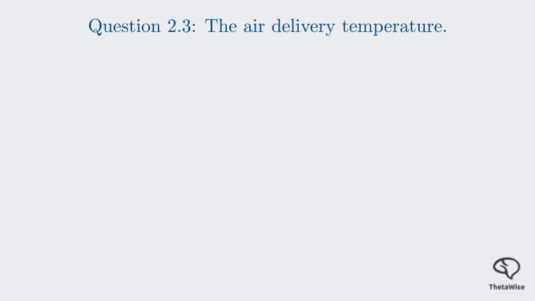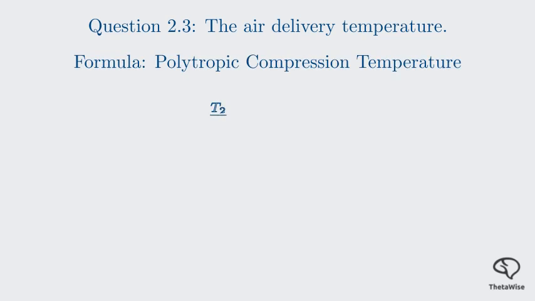Let's move on to the third calculation. Question 2.3 asks for the air delivery temperature. The air delivery temperature is the temperature at which the compressed air leaves the cylinder. This corresponds to the temperature T2 on our PV diagram. The process from point 1 to 2 is a polytropic compression. For a polytropic process, we can use this relation between pressure and temperature. The ratio of temperatures T2 over T1 equals the ratio of pressures P2 over P1, all raised to the power of n minus 1 over n.